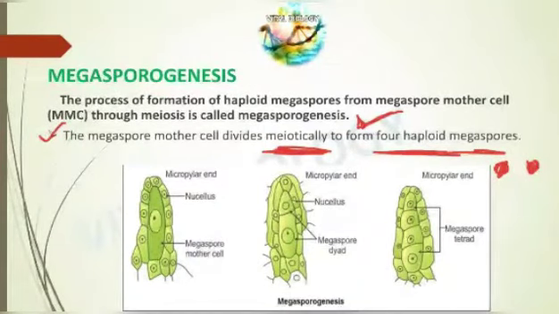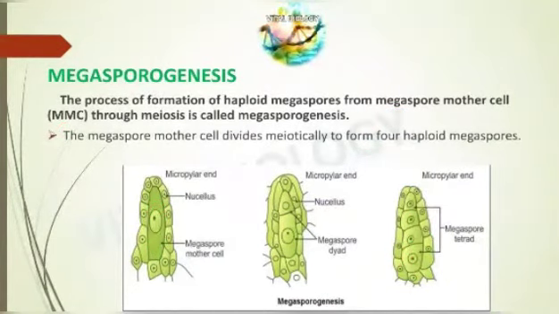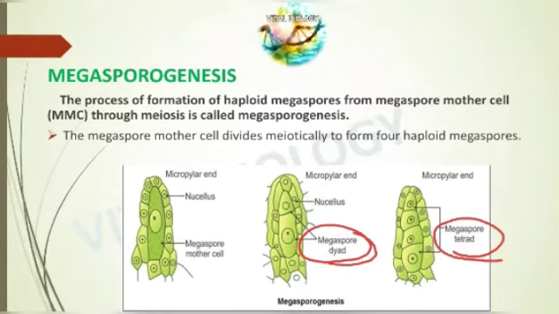Here you can see there is only one megaspore mother cell, right? It divides and forms four megaspores, sorry, a megaspore tetrad. Here you can see this is one megaspore, this is another one, this is one, and this is one. So these four together are called a megaspore tetrad. Tetra is nothing but four. When there are two megaspores, it is called a megaspore dyad, and then it is called a megaspore tetrad. So this is one step of megasporogenesis.